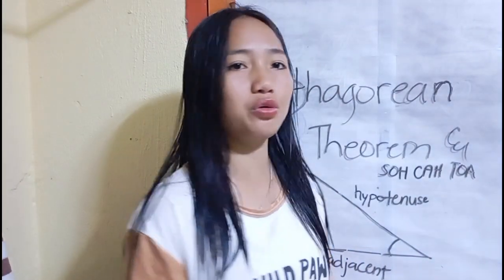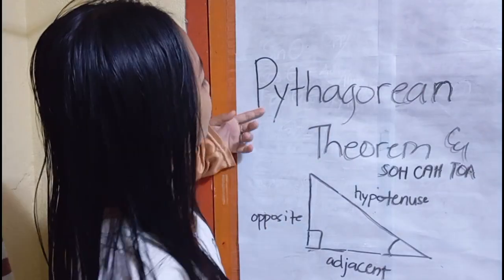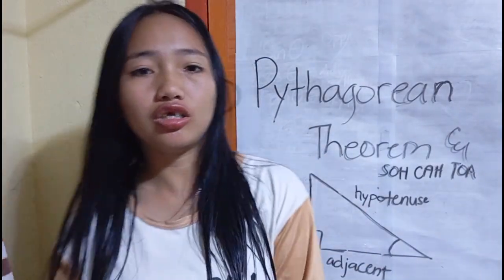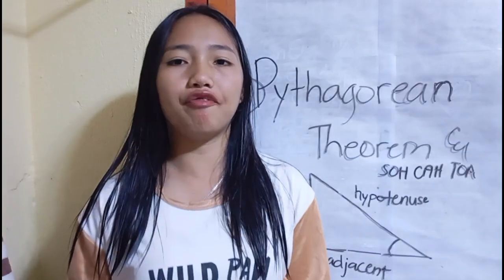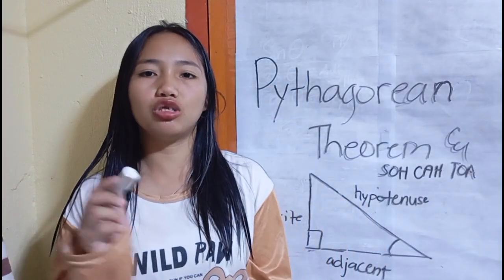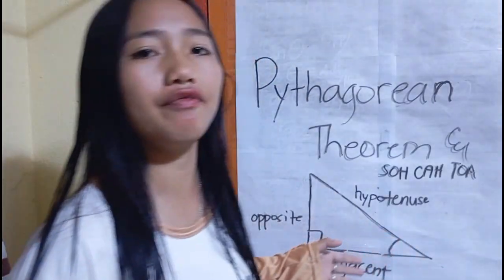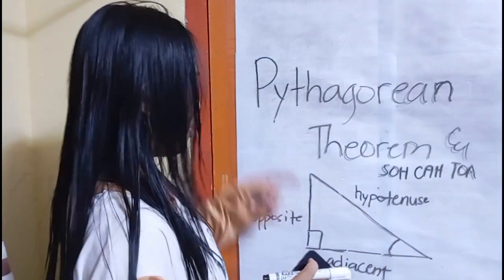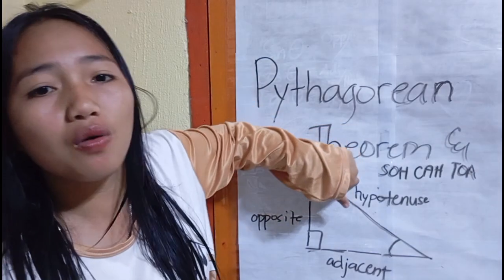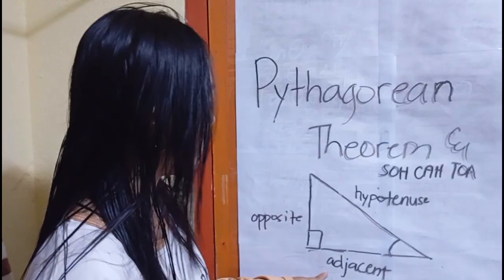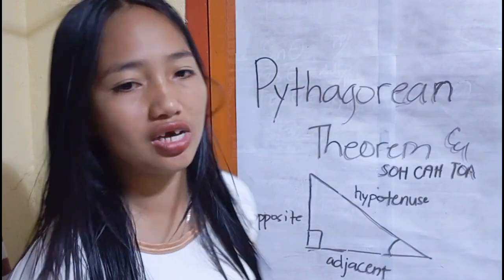Everyone, today we're going to discuss the Pythagorean theorem and the so-called TOA. The Pythagorean theorem is a fundamental concept in geometry that describes the relationship between the three sides of a right-angled triangle. It states that the square of the length of the hypotenuse is equal to the sum of the squares of the lengths of the other two sides, which are the opposite and the adjacent.